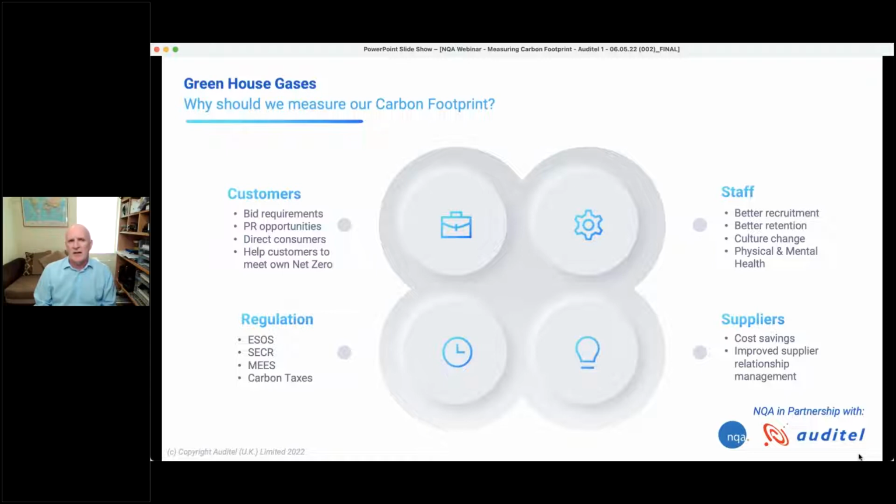Other things to consider is your suppliers. As Gavin said at the start, there are a lot of cost savings in this, and we firmly believe at Auditel that cost reduction and carbon reduction go hand in hand. You're going to have improved supplier relationships because you're going to be communicating with your suppliers on a more regular basis. You're going to be asking them about their carbon output. You're also going to be communicating with them about how you can both improve in that and maybe collaborating on some innovation. So as you can see, there are a number of tangible benefits from starting to record your carbon footprint on your journey to becoming carbon neutral.